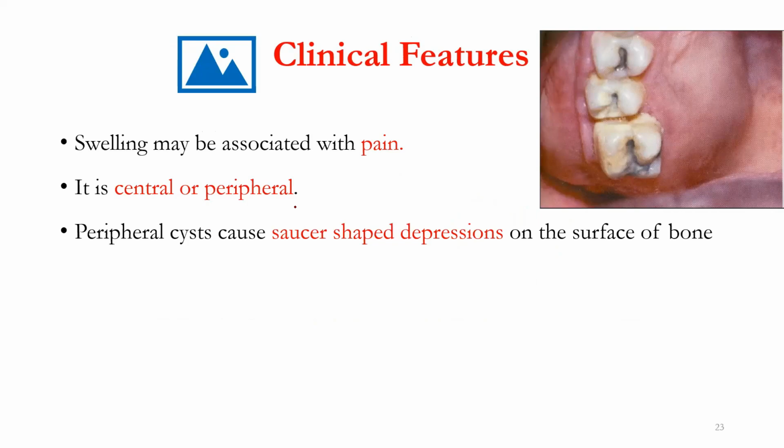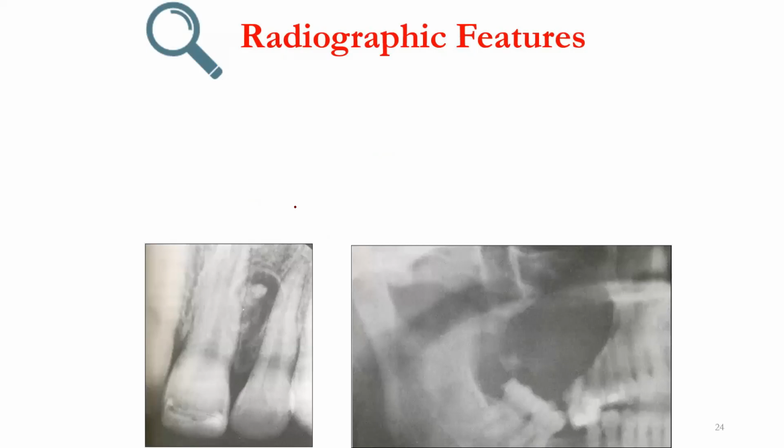The peripheral cyst can cause saucer-shaped depressions on the surface of the bone. 65% of them occur in either the incisor area or the canine area, that is your anterior teeth. And radiographically, you can see the presence of calcifications. Can you see here? So this is a calcification here. And here are a few calcifications which you can clearly notice.